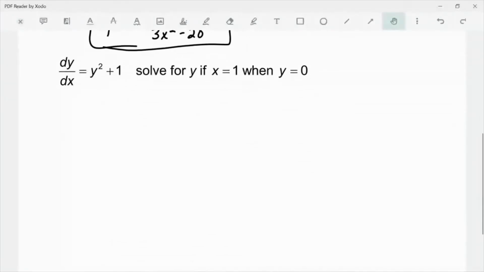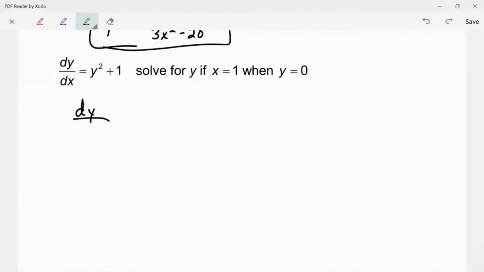Okay, so let's take a look at another one. We have dy/dx is y squared plus 1. Solve for y if x is 1 when y is 0. Okay, so also fairly simple here because it's easy to separate the variables. But notice y squared plus 1, if I want to move the y squared to the left-hand side of this equation and get it grouped with the dy, I can't just subtract y squared. What I actually have to do is divide by y squared plus 1. And what that leaves on the right side is 1 times dx, or just dx.